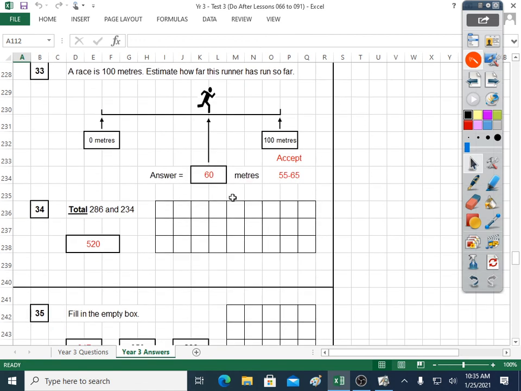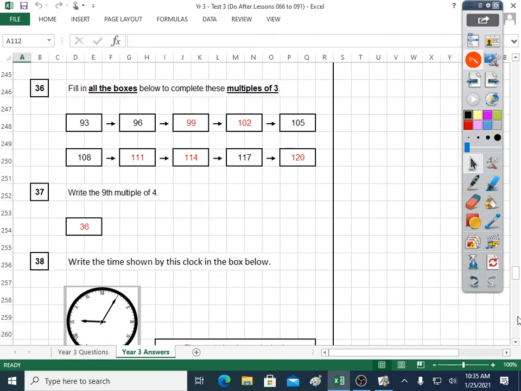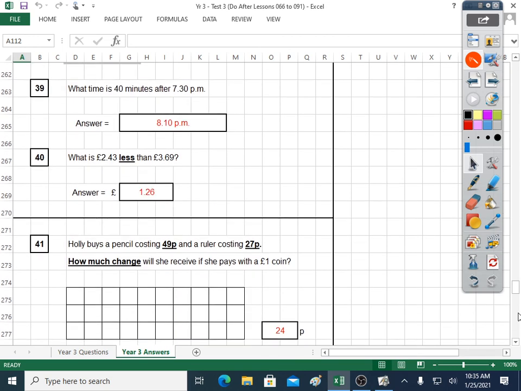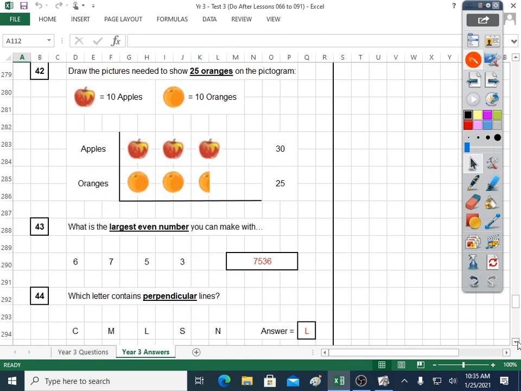Question 33, accept anything between 55 and 65 because it's an estimate. Question 34 is 520, 35 is 647. 36, there's the multiples of 3, the 3 times table, but really, really high up. Question 37 is 36. Question 38 is 5 past 9 or 9:05 or anything that means that. 39, 40 and 41. 42, you draw the oranges. 2.5 oranges representing 25. There's 43 and 44.